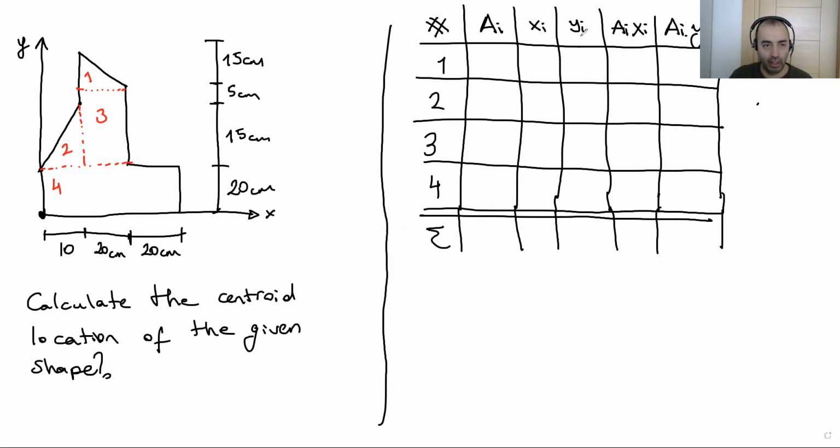Okay, we have this first piece. It's a triangle, so its area is easy. Calculate the area of this triangle. So 15 times 20 over 2, right? So you can do it, 150. Yes, 150. And let's do xi and yi for this member.